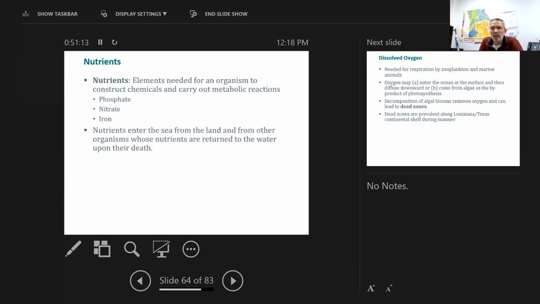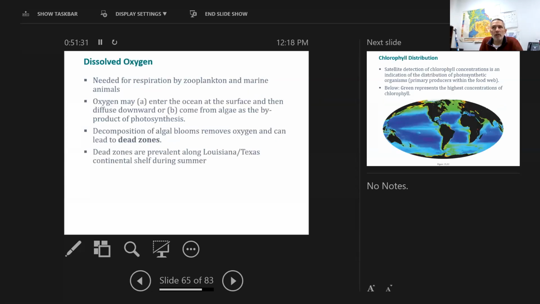If you didn't have these things, you wouldn't be able to produce. In fact, there are parts of the ocean that don't have these nutrients, and if you don't have these nutrients, you're going to limit the production of those autotrophs. The other thing that's going to be needed for respiration of the zooplankton and other marine organisms is oxygen.